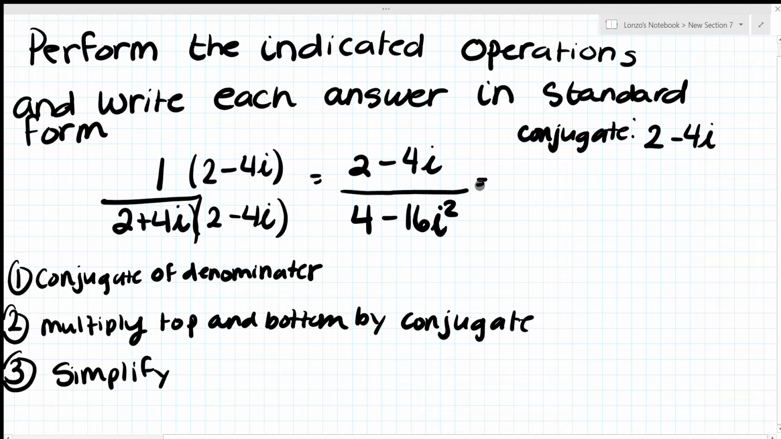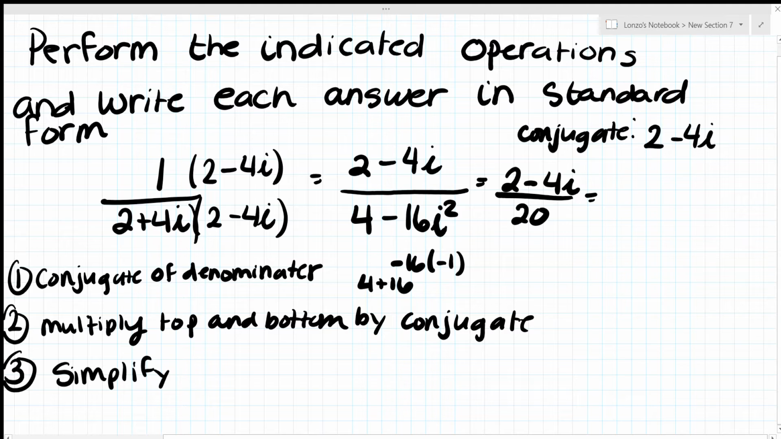Okay, so let's simplify. The numerator is probably the most simplified it can be. This i squared is the same thing as negative 1, so negative 16 times negative 1 is a positive 16. So it's like saying 4 plus 16, right? So that's 20. Now, this 20 is dividing the whole thing. So it's like saying 2 divided by 20, and then negative 4i divided by 20. So you have to divide everything, or you can factor out a 2 and then simplify that.